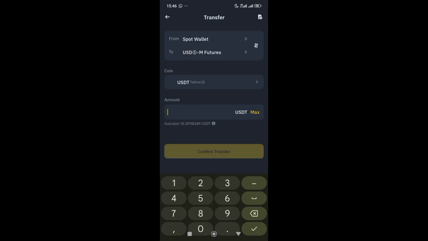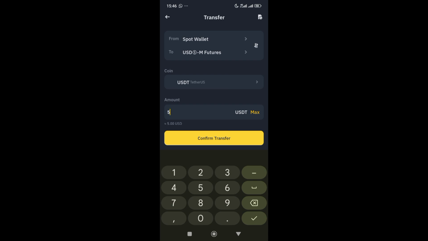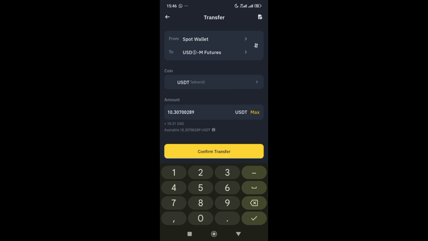Now I'm going to include the amount I have here. I have 10 USD, so I'm going to click on max because I want all of it. You just transfer the amount you want. If you don't want all of it, you click on 5, then you click on transfer. But as for me, I want all, so all I have to do is click on max.